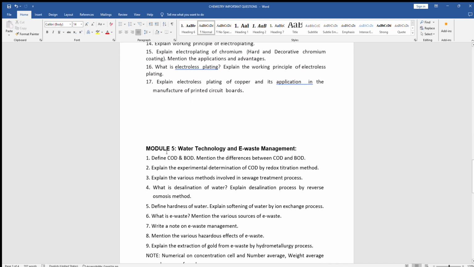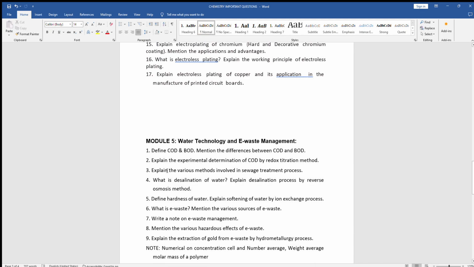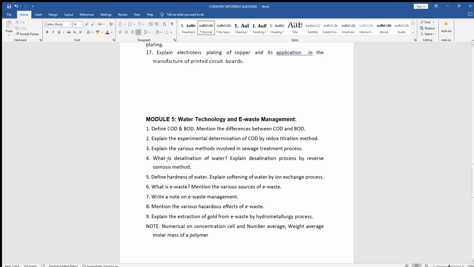Coming to module 5, water technology and e-waste management, the questions go like this. First one, define COD and BOD. Mention the differences between COD and BOD. Second one, explain the experimental determination of COD by redox titration method. Third one, explain the various methods involved in a sewage treatment process.